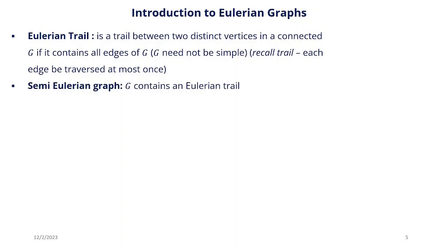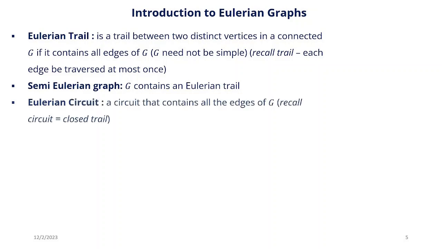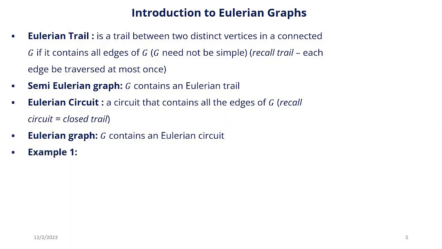A semi-Eulerian graph is a graph that contains an Eulerian trail. An Eulerian circuit is a circuit that contains all the edges of G. Recall that a circuit is a closed trail from our previous class. So we say an Eulerian graph is one that contains an Eulerian circuit.